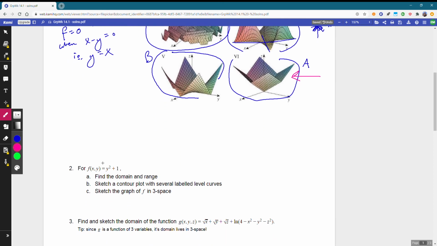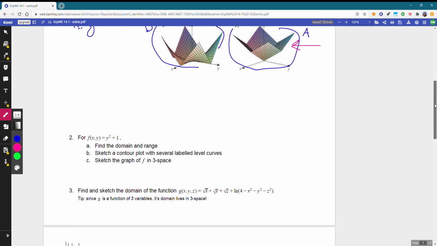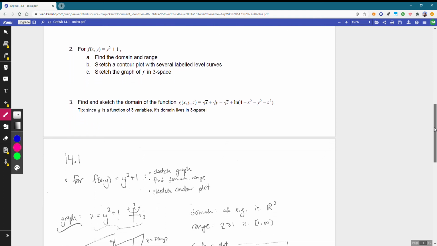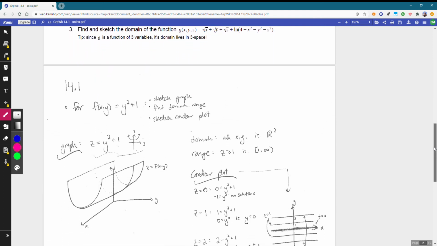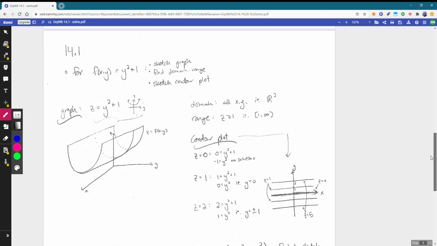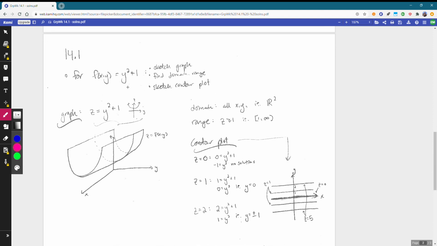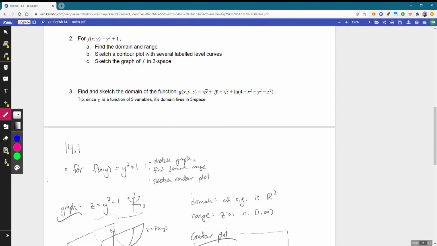All right, in problem 2, we're playing around with this particular function, f equals y squared plus 1. In problem 3, we're looking at domain. I have a sheet prepared. We'll walk through those solutions. All right, so for number 2, looking at this function, we want to sketch its graph, find its domain and range, and sketch the contour plot. I think it might have been a different order. What did they say? Domain and range first, contour plot second, sketch the graph third. We'll do it that way.